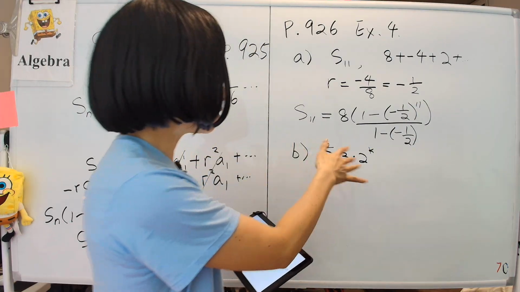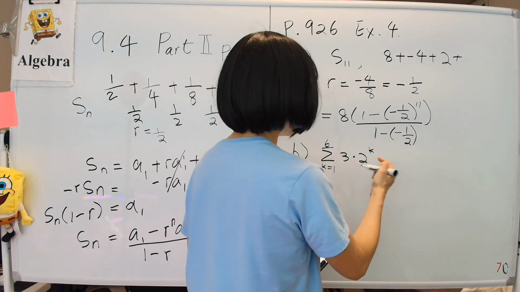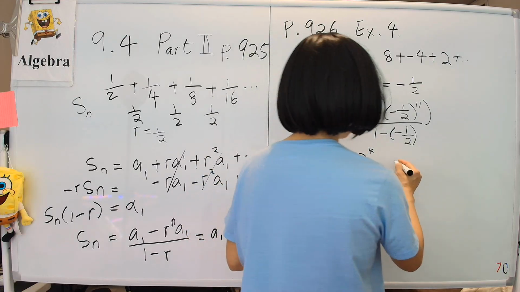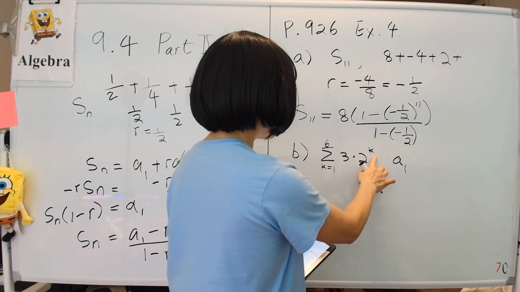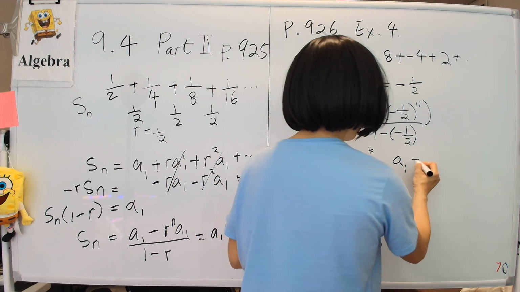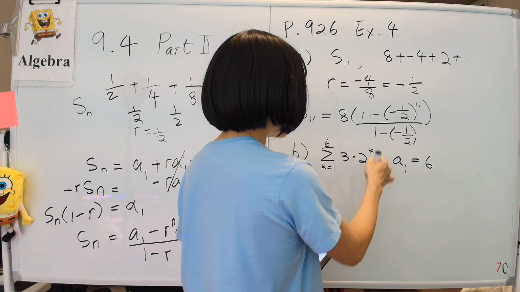We can write it out to see what these things look like, but we don't have to. We just need to figure out what these numbers are. First, A1 is when k equals 1, that's 3 times 2, which is 6. So we know what A1 is. And then what is the ratio between two of these terms?